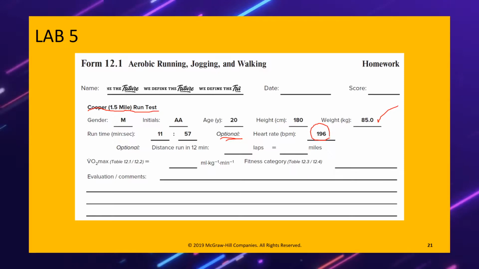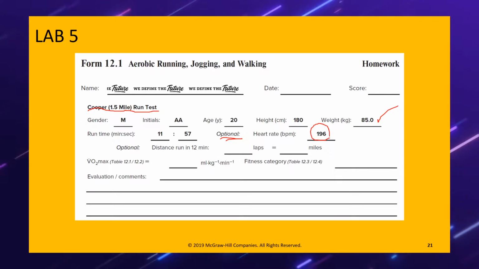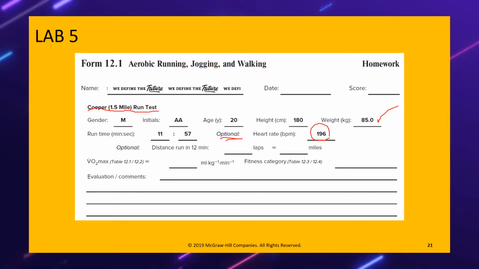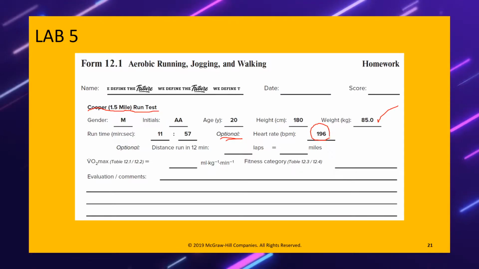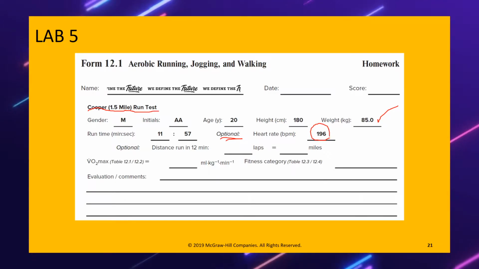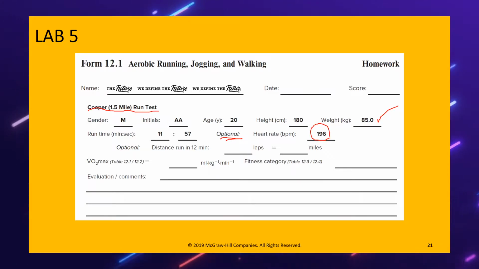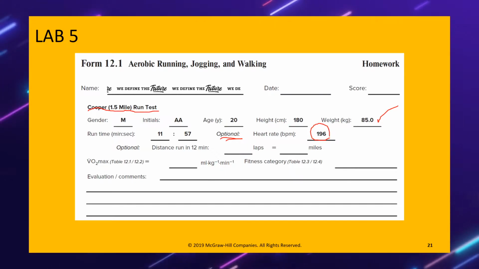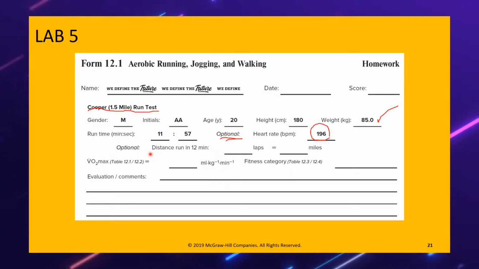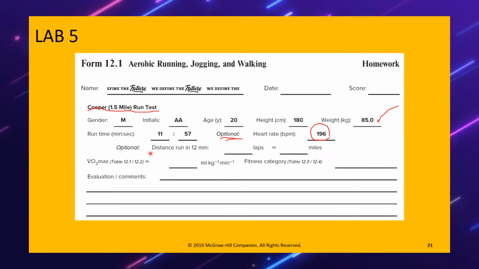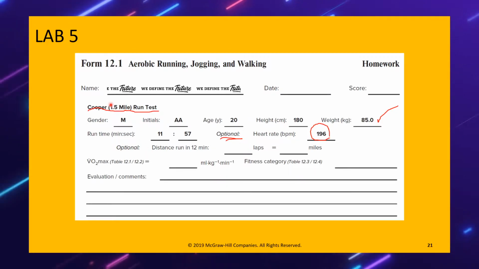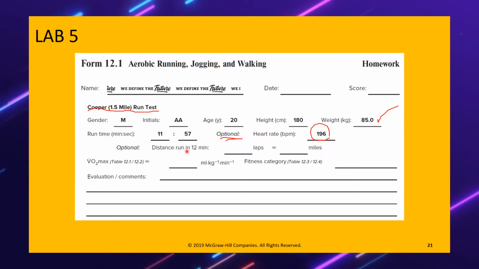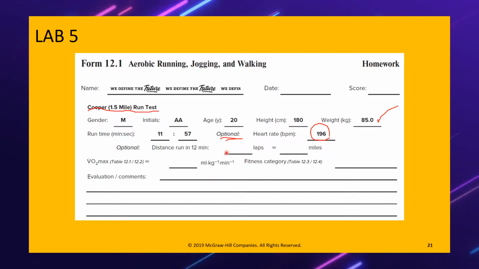We will use this in the other 2 tests, but really what we need is just their time. That's the beauty of this test. It's really, really easy. You're only looking for one specific thing. Another optional thing is if we are doing this test inversely: instead of running the distance of 1.5 miles, we see how far we can run in 12 minutes. You can record that information there as well.